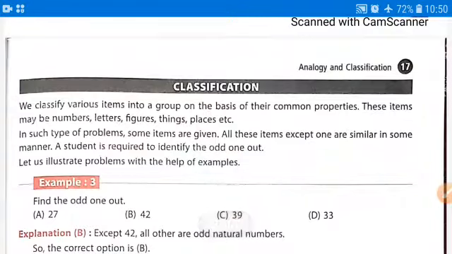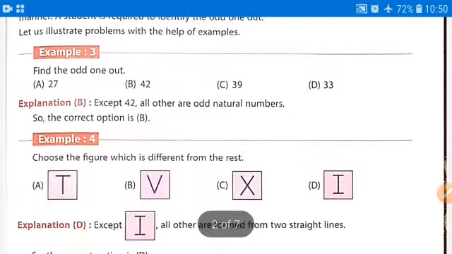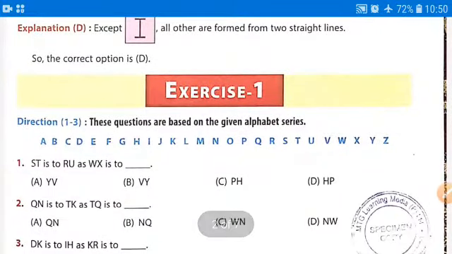Before doing the exercise questions, let us learn about classification. In classification, a set of terms or figures will be given to you, and you have to find out the similar property and group them according to that property. For example, four figures are given to you and three figures show the same property, so you have to group those three figures together and keep the odd one out. Now coming to the exercise.